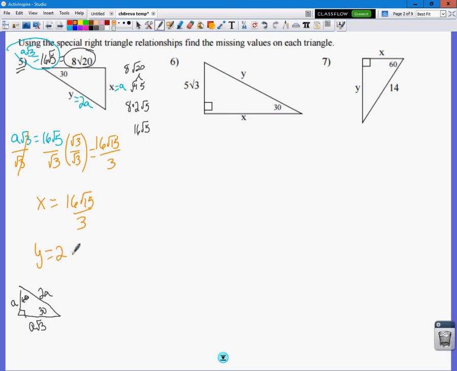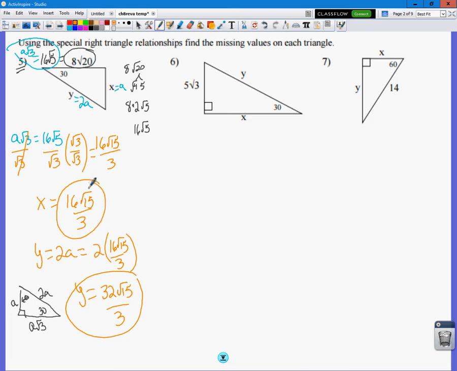Y was 2 times A, so 2 times 16 square roots of 15 over 3. So y has a value, 2 times 16 is 32 square roots of 15 over 3. That's without a doubt the hardest one that's here. Again, remember doing a 30, 60, 90. Across from the 30 goes A. Across from what would be the 60 goes A square roots of 3.